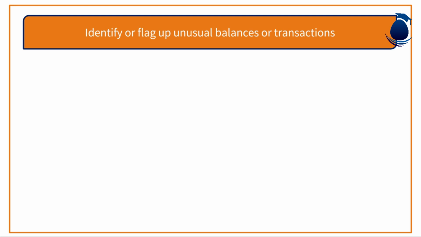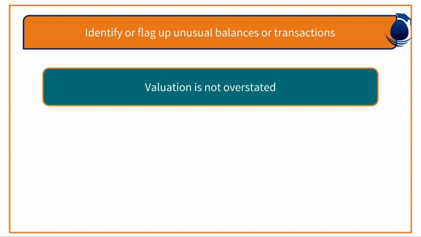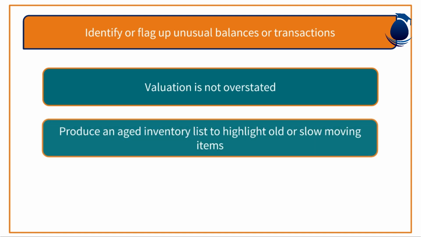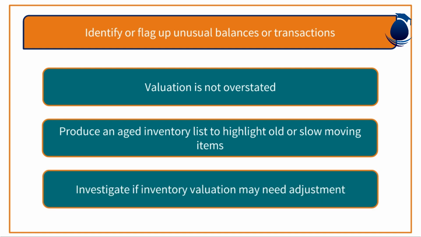Finally, another task is to identify or flag up unusual balances or transactions. For the inventory balance, a concern would be if valuation is overstated. The software could produce an aged inventory list to highlight old or slow-moving items. This could be used to investigate if inventory valuation may need adjustment.